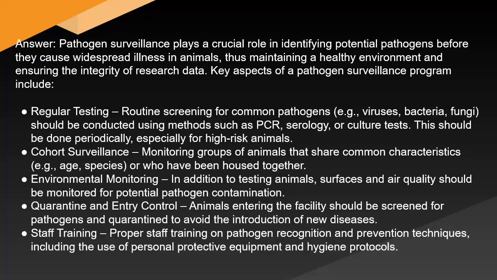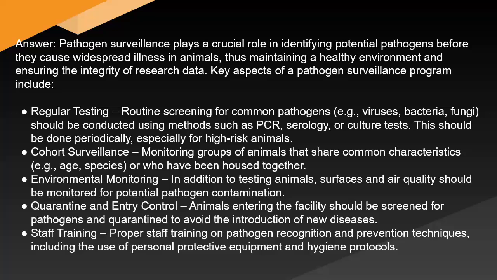Key aspects of a pathogen surveillance program include regular testing: routine screening for common pathogens, e.g., viruses, bacteria, fungi, should be conducted using methods such as PCR, serology, or culture tests. This should be done periodically, especially for high-risk animals. Cohort surveillance: monitoring groups of animals that share common characteristics, e.g., age, species, or who have been housed together.